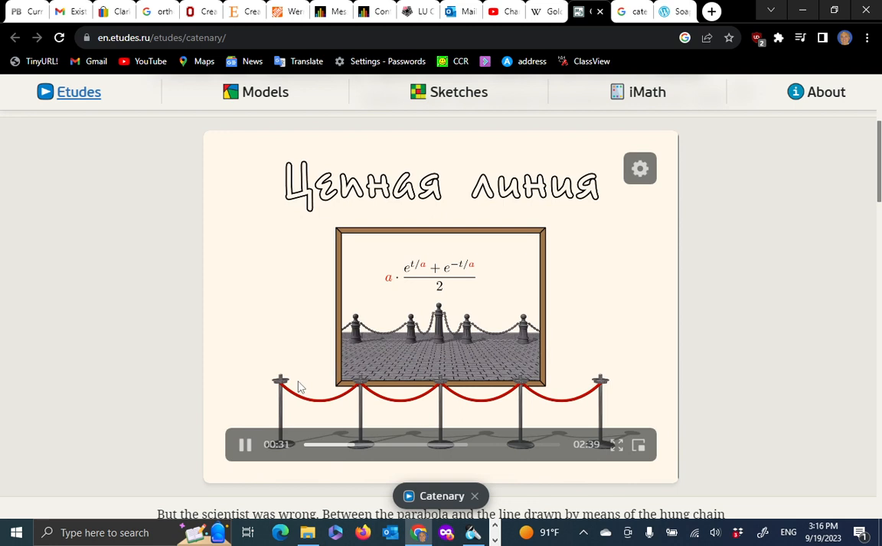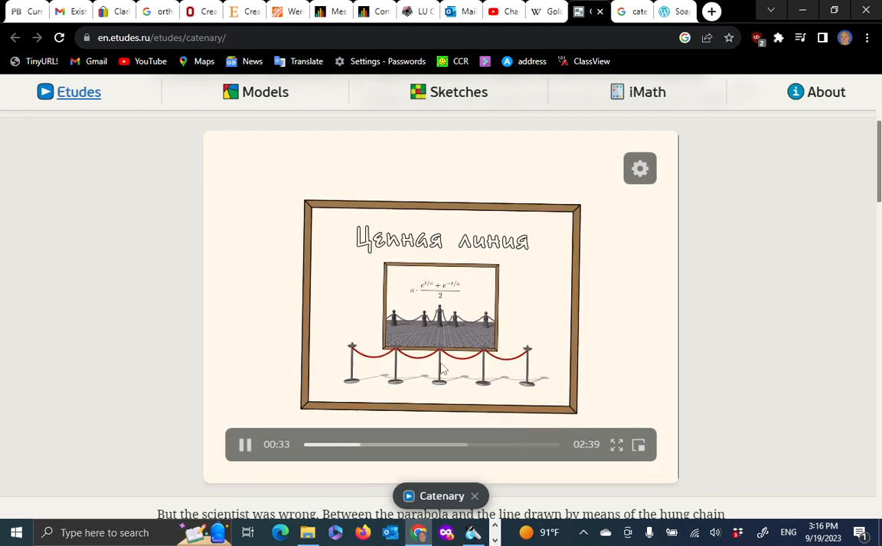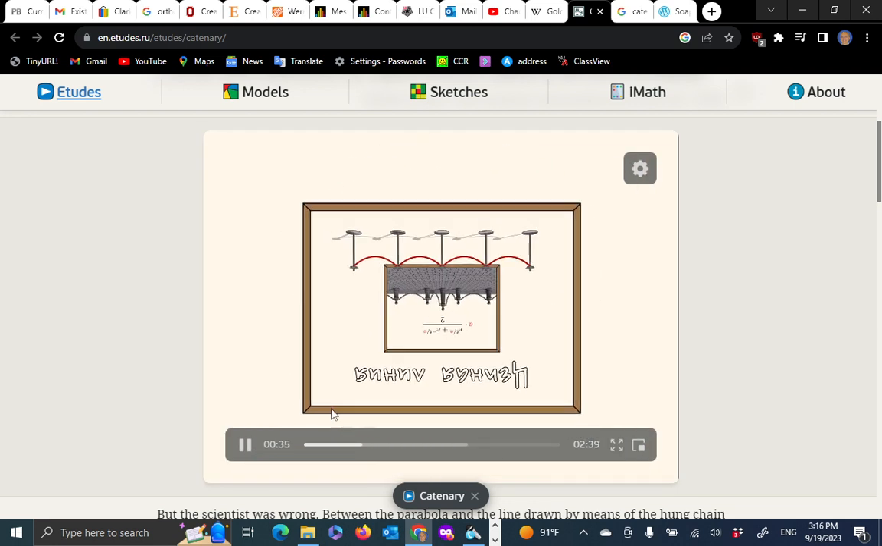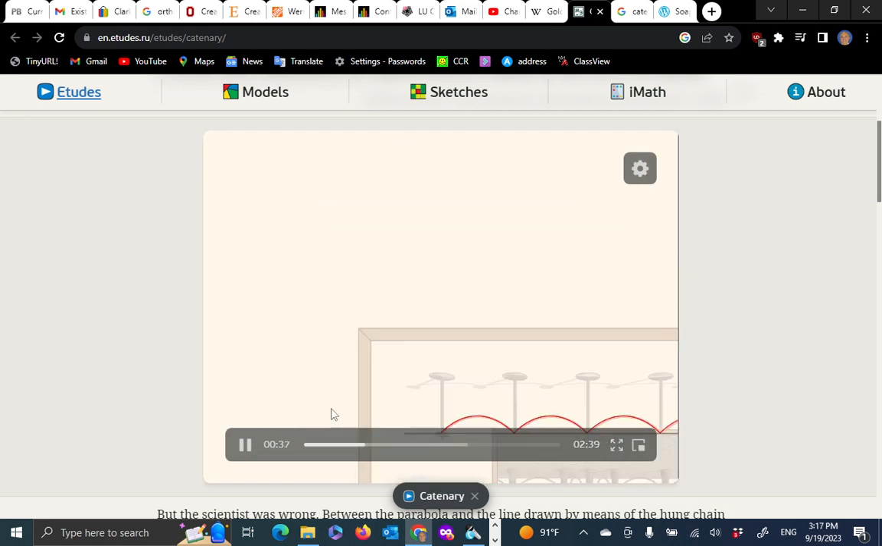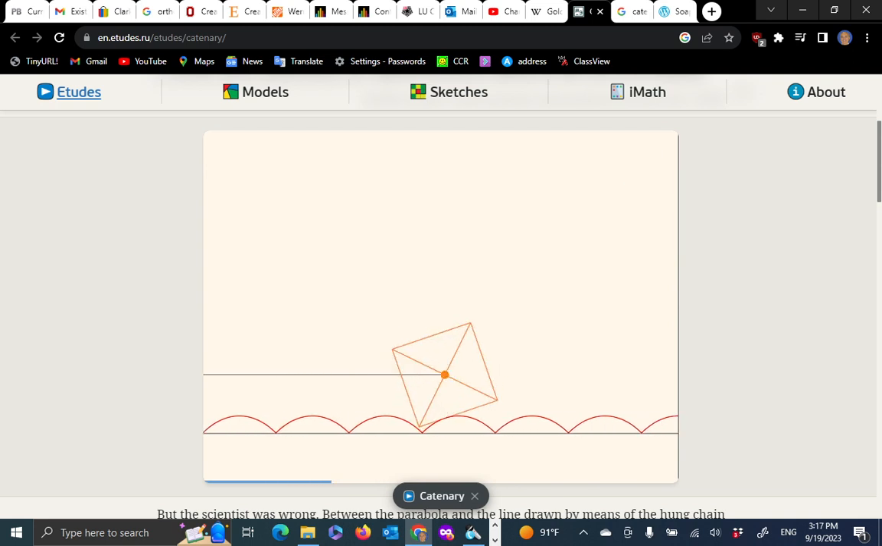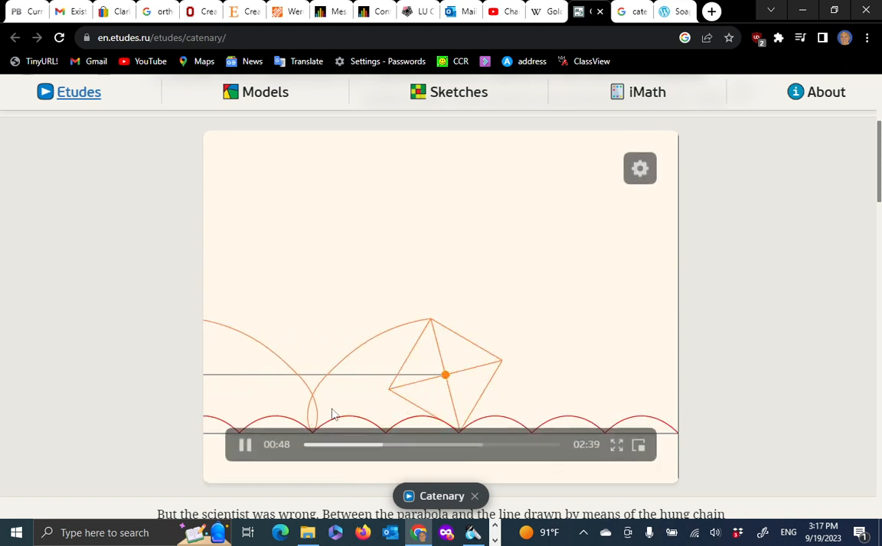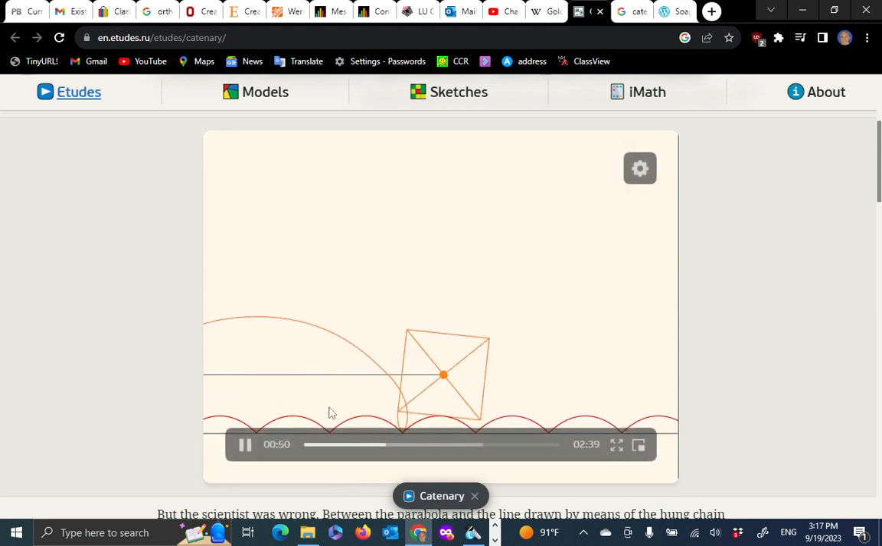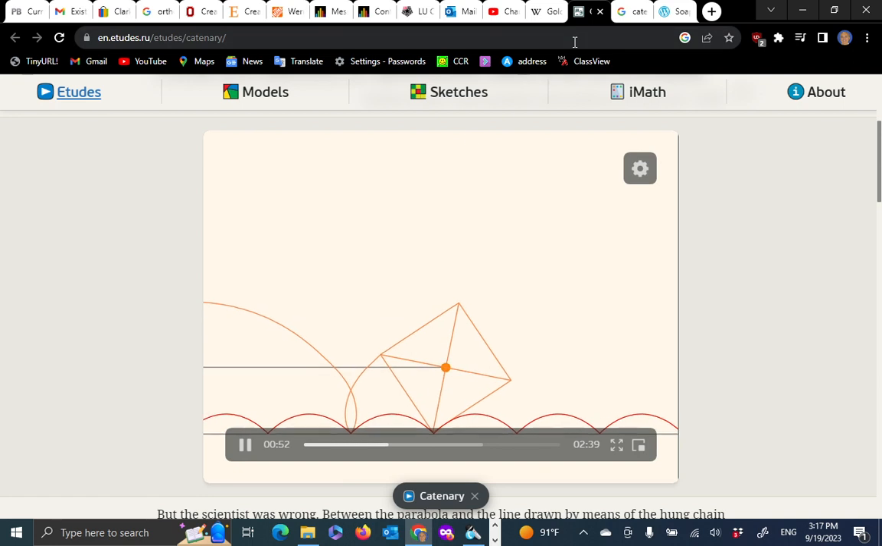These are again examples of that catenary, and some other applications of it, rather out of the regular realm. This is a square that is turning on a catenary, and so on. So you can go and take a look at that and play with it.